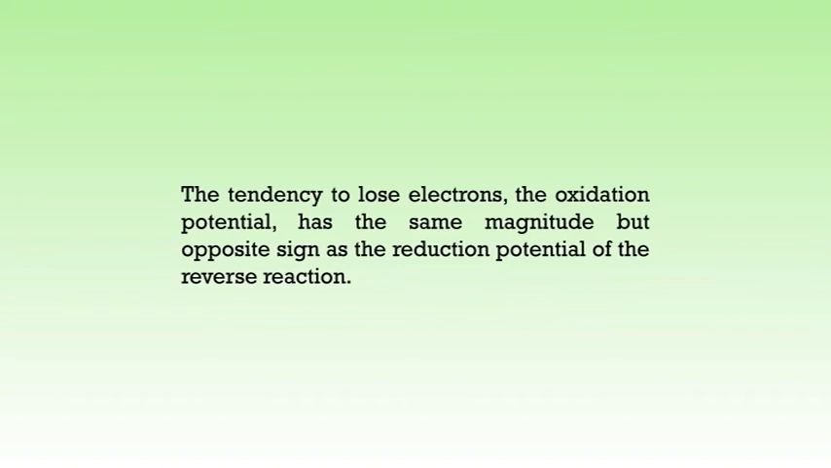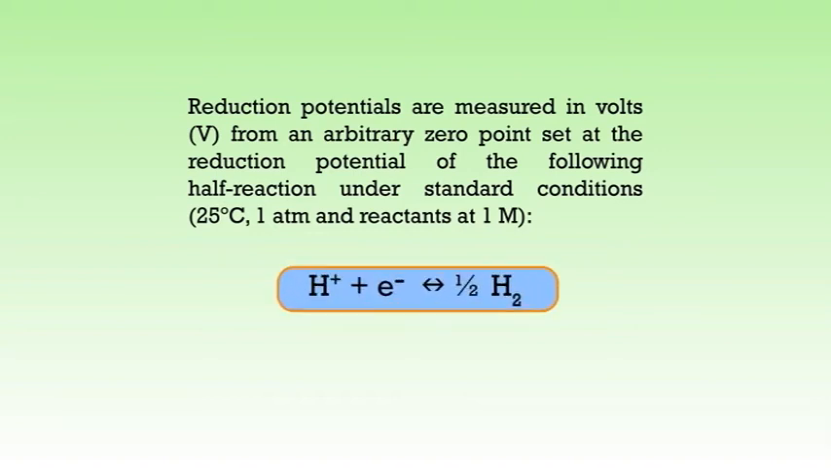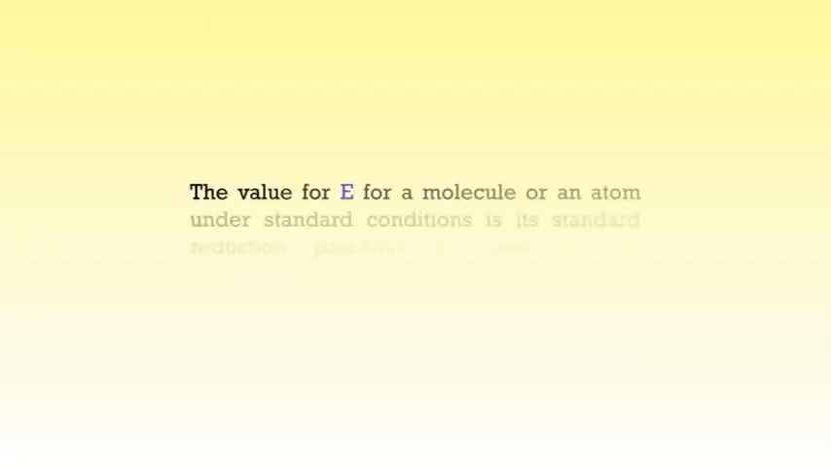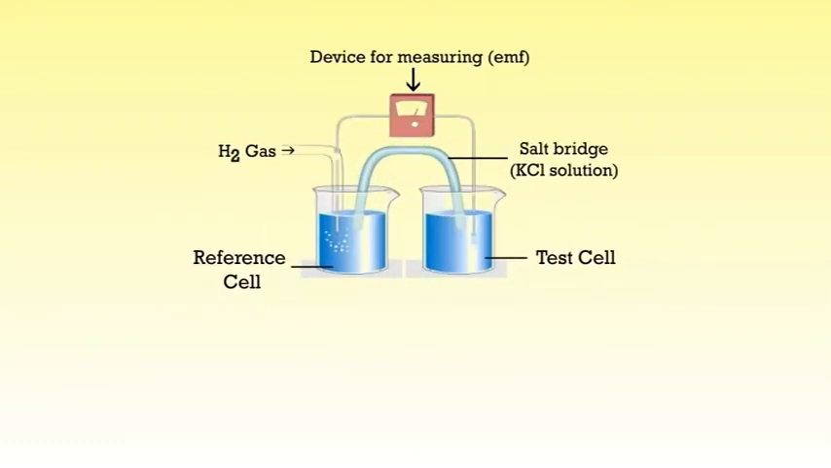So, reduction potentials are measured in volts, V, from an arbitrary 0 point set at the reduction potential of the following half reaction under standard conditions, which is 25 degrees Celsius and 1 atmospheric pressure, with reactants at 1 molar. That is, 1 hydrogen ion plus 1 electron gives rise to half of a hydrogen molecule. The value of E for a molecule or an atom under standard conditions is its standard reduction potential, denoted by E prime naught, and can be determined in an experiment such as that described in this illustration.